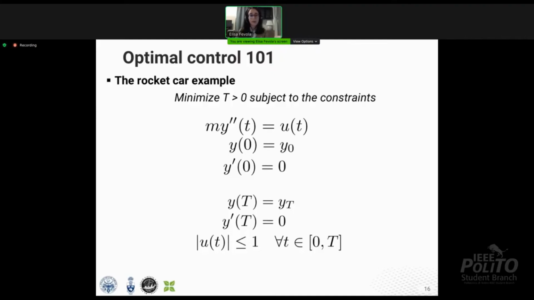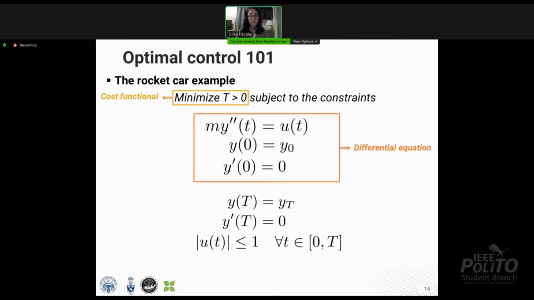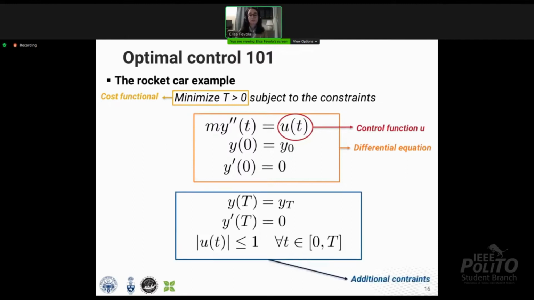So what we have precisely is a cost functional that we're trying to minimize, and this cost functional is constrained to a set of differential equations. In this case, it is an initial value problem. And we then have what is called a control function, which is a variable that we can change in order for the problem to reach the minimum. So it's the variable we can act on.